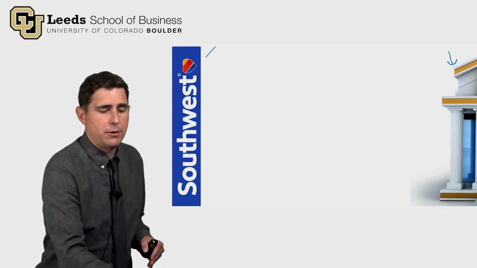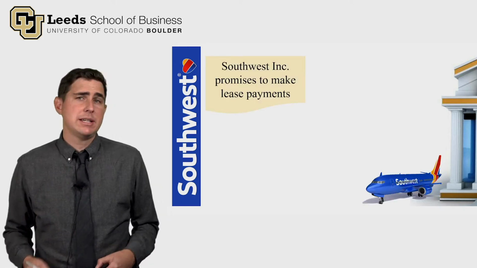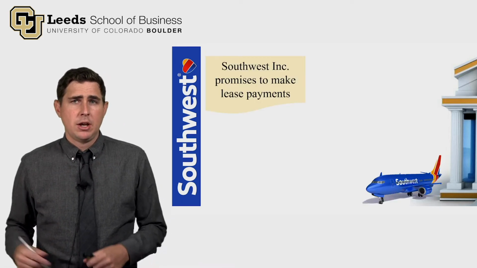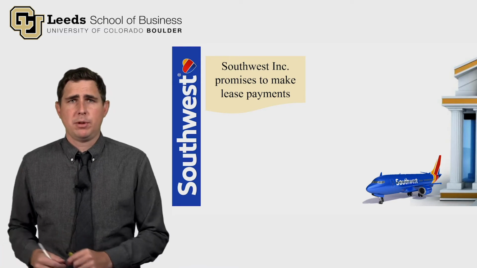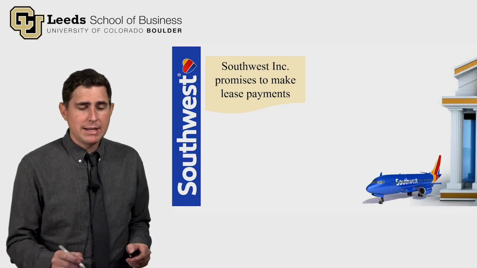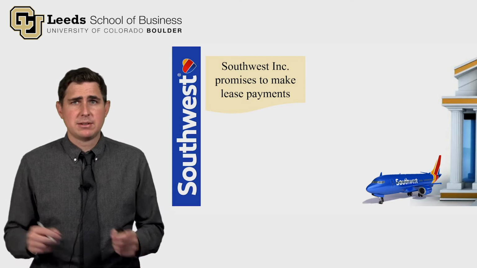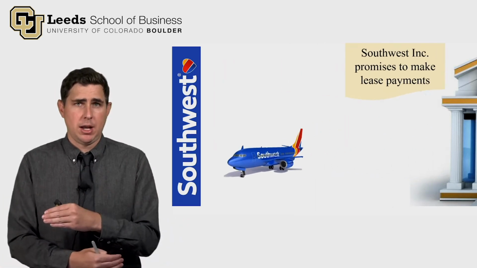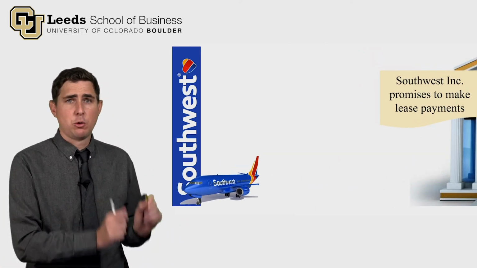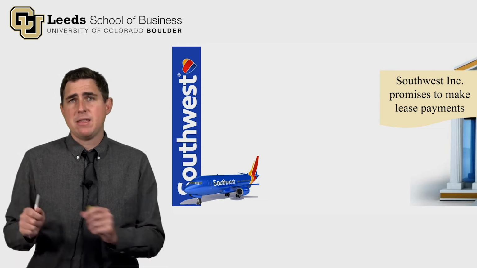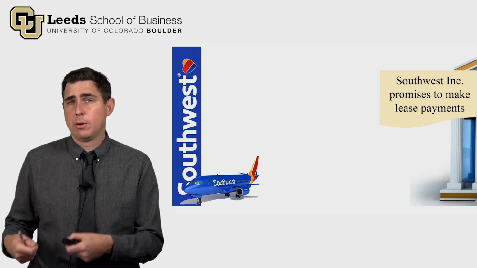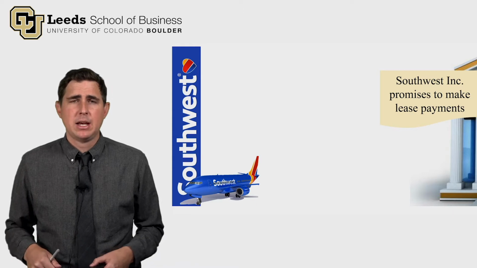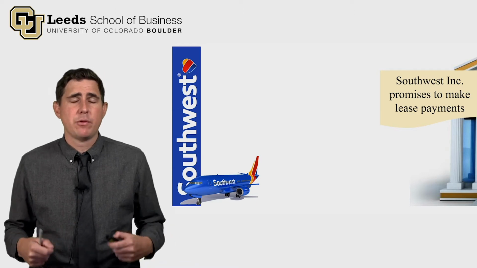Let me show you an example. So let's suppose we have a bank here. This is a bank. And they're going to lease an asset to Southwest. What type of asset? They're going to lease an airplane to Southwest. So the bank owns the airplane. Southwest writes up a promise to make lease payments to the bank, and then they trade. So Southwest now has the right to use the airplane, and the bank has the expectation that they will receive lease payments. So how does Southwest account for this type of arrangement?